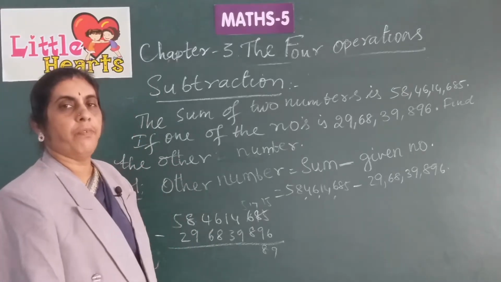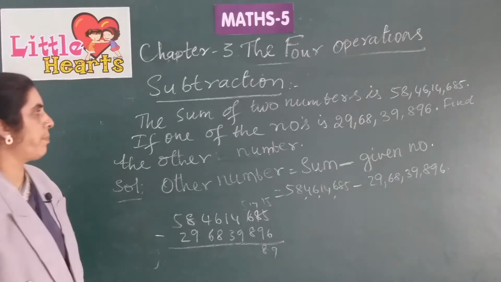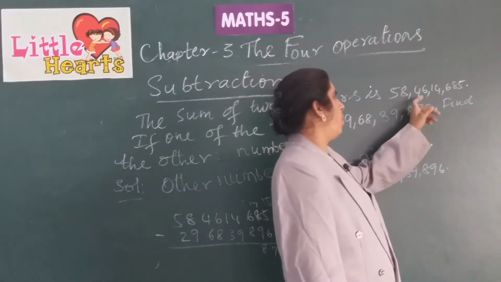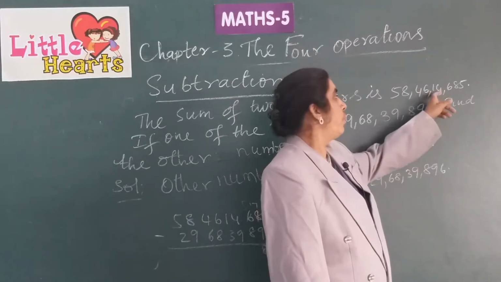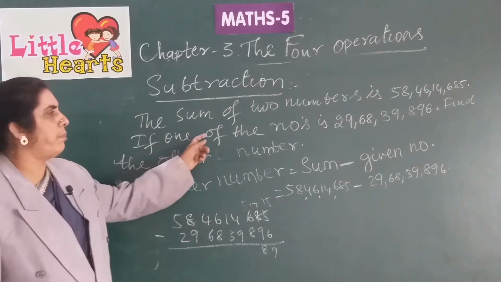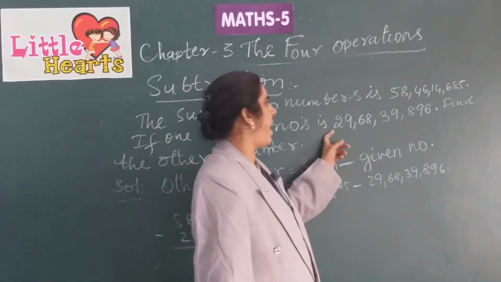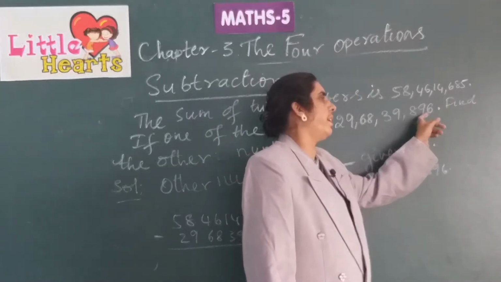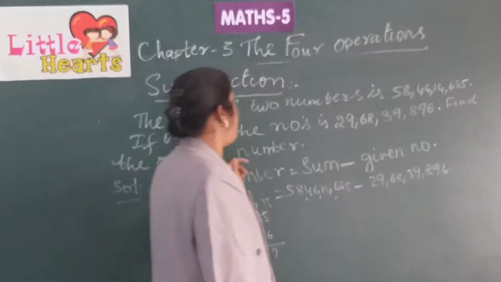Let us go with some word problems now on subtraction. The sum of two numbers is 58 crores 46 lakhs 14,685, and if one of the numbers is 29 crores 68 lakhs 39,896, find the other number.